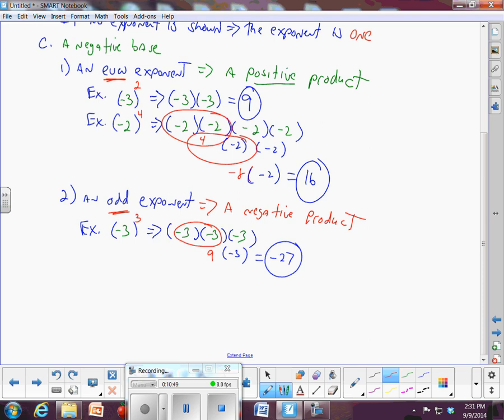Now again, that's for a negative base, so you have to be careful there. If it was a positive base, it's always positive. But with a negative base, you have a couple possibilities, and so we need to be careful with that.